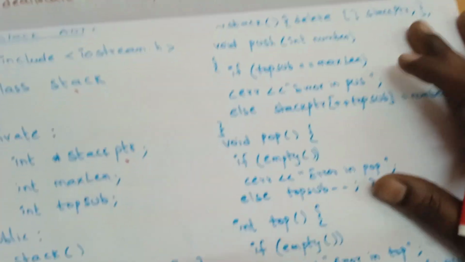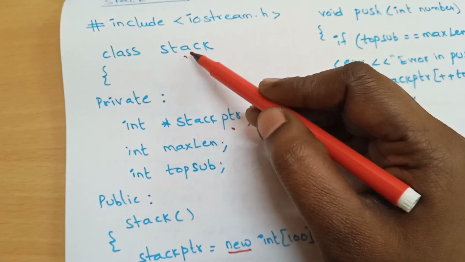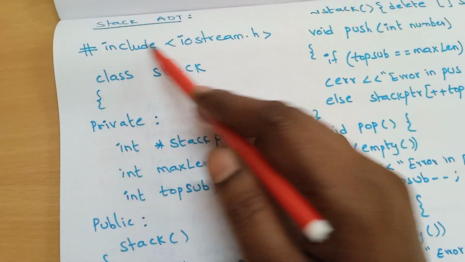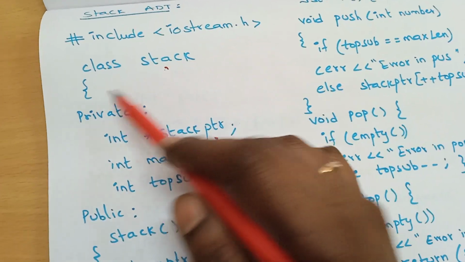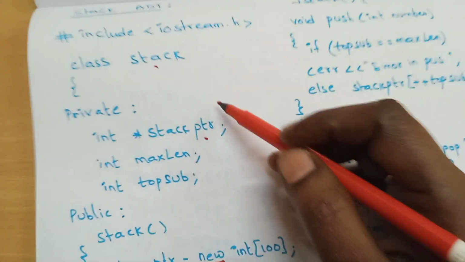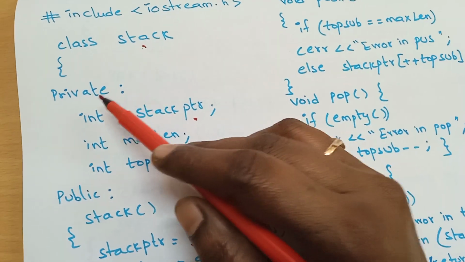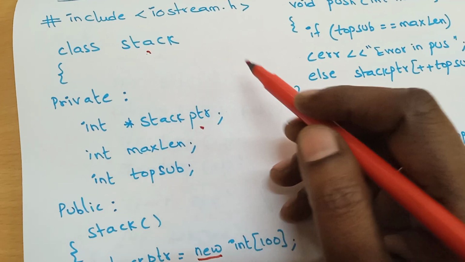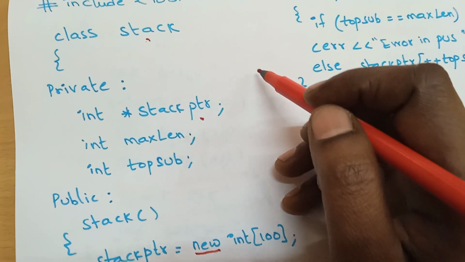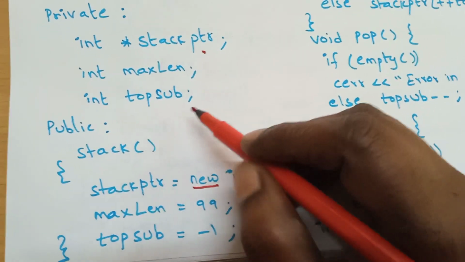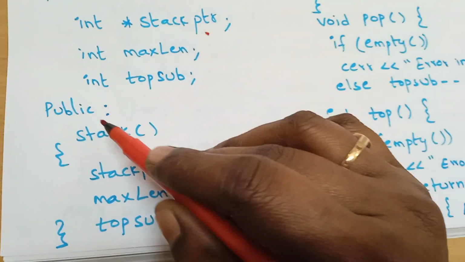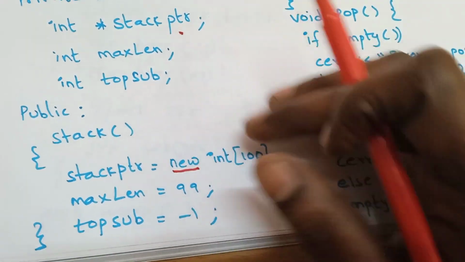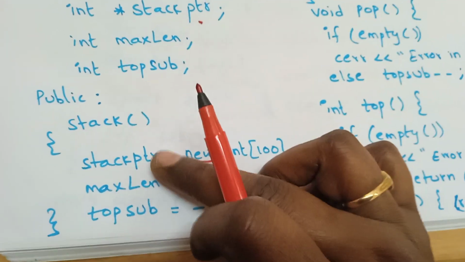So coming to the details of the code, this is the class stack, this is the header file. C++ will take hash include iostream.h. Class stack, this is the class, and the access specifier is provided as private to hide this data, not to be accessible by all the users, and public visibility is given to the clients. And in the public I am writing one constructor where I am allocating the values to my data members.